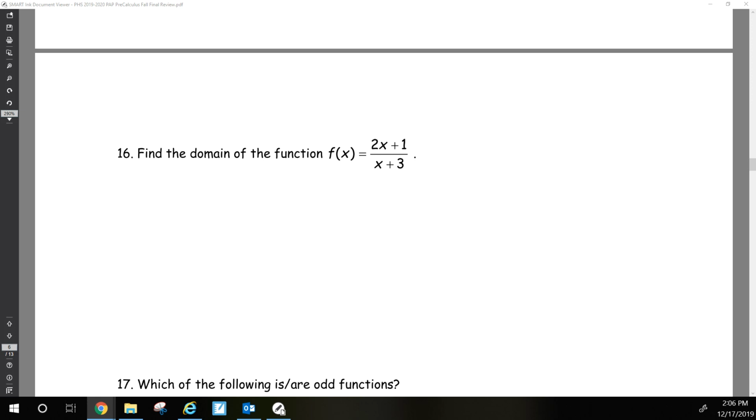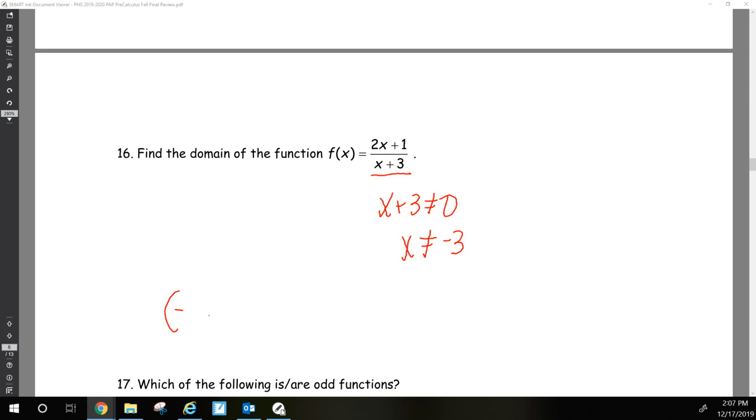The two types of domain restrictors we deal with in PreCalculus are rational functions, in which case the denominator can't be 0. So for example, this is a rational function we have here in 16. X plus 3 can't be 0, which means x can't be -3. The other one that we might have would be a square root, in which what's underneath the square root sign has to be positive. That will restrict our domain as well. But this one is just x can't be -3.